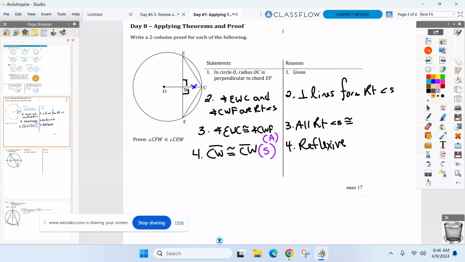Here's what the theorem is. A diameter, or part of a diameter, which this is a radius. If it's perpendicular to a chord, the chord gets what? Bisected. Good. That's what the fact says. The chord gets bisected. The fact does not say the two little segments are equal. So OC bisects the chord EF. I want to make it perfectly clear: whatever the chord's name is, it gets bisected.